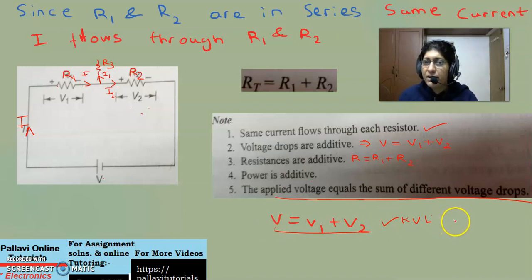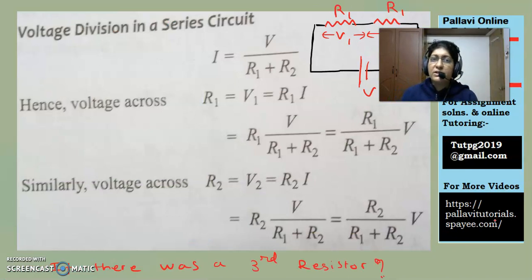Now before reading this presentation, all of you should know about KVL and KCL, Kirchhoff's current law and Kirchhoff's voltage law. What is voltage division in a series circuit? Voltage division in a series circuit is how the applied voltage is distributed among the resistors.